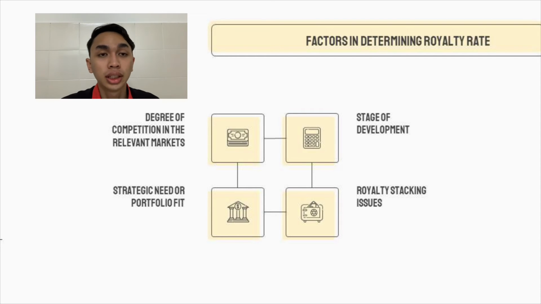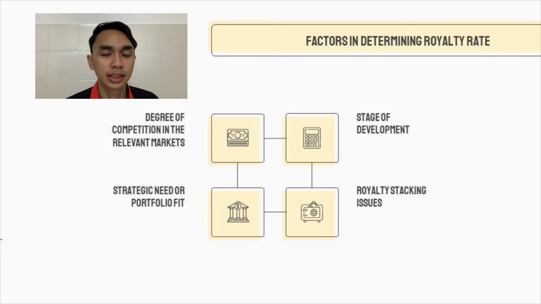Okay, the next one is the degree of competition in the relevant market. Basically, there are 4 types of degree of competition, which are perfect competition, monopolistic competition, oligopoly, and monopoly. So these 4 types of competition will affect the determination of royalty rates between the licensor and the licensee.